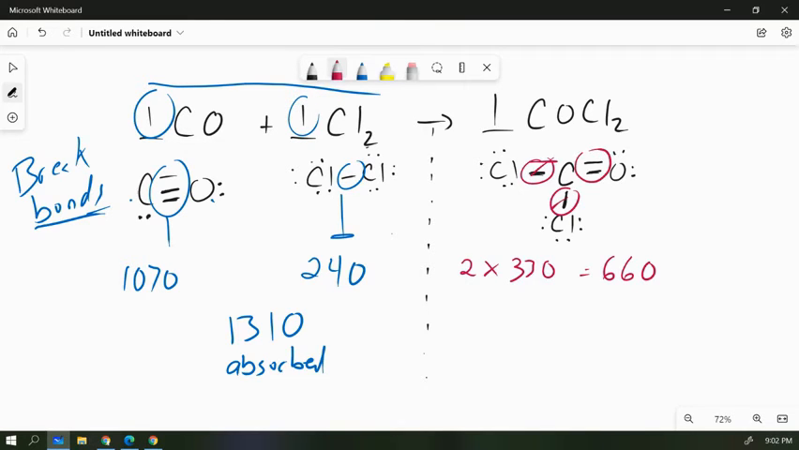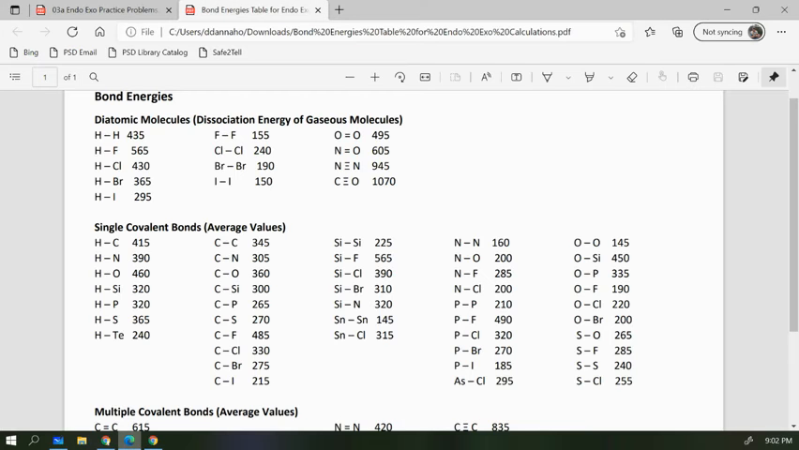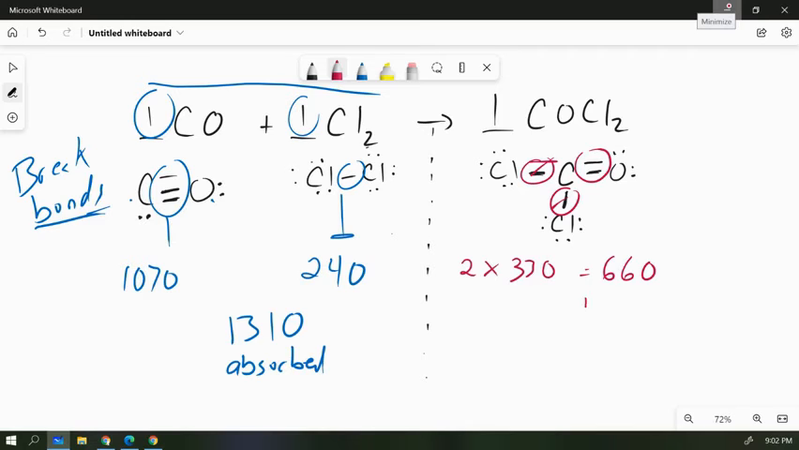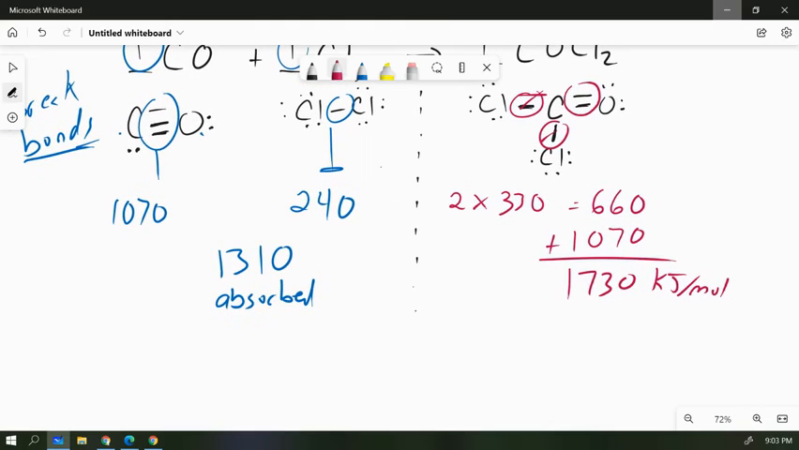Now we have this carbon-oxygen double bond, and we just have one of those. I think we saw that recently. So a carbon-oxygen double bond, again up here, is 1070. Okay, so we have 1070. And I did that format a little differently. We're just going to add all of those up. So we got 1070 plus our 660, and we get 1730 kilojoules per mole. Now, that is released.